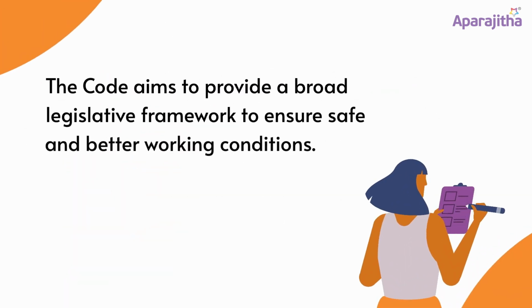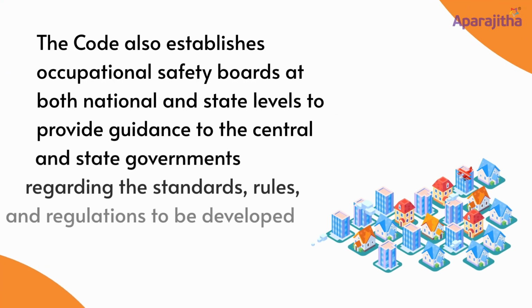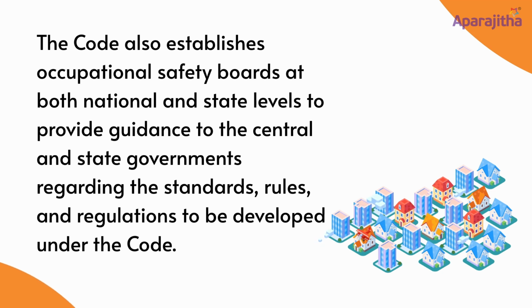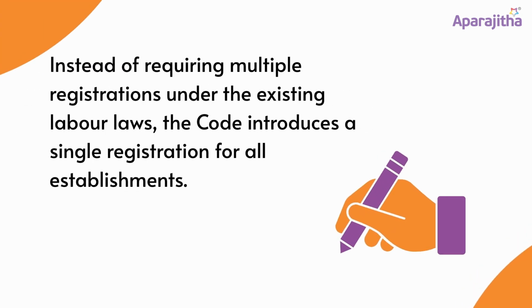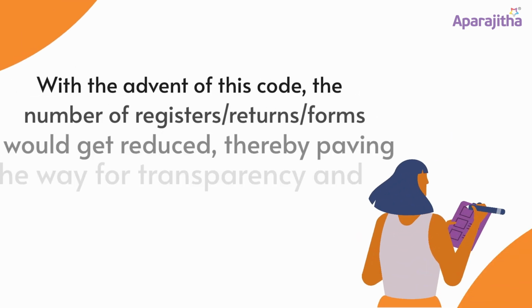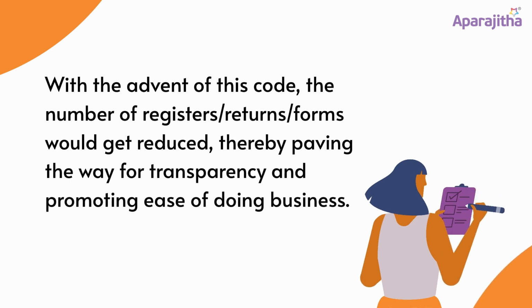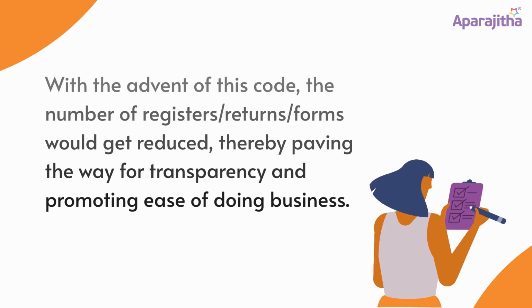The Code aims to provide a broad legislative framework to ensure safe and better working conditions. The Code also establishes occupational safety boards at both national and state levels to provide guidance to the central and state governments regarding the standards, rules, and regulations to be developed under the Code. Instead of requiring multiple registrations under the existing labor laws, the Code introduces a single registration for all establishments. Additionally, the Code includes provisions for online and deemed registrations. With the advent of this Code, the number of registers, returns, forms would get reduced, thereby paving the way for transparency and promoting ease of doing business.